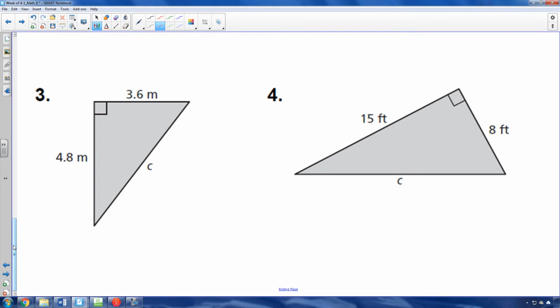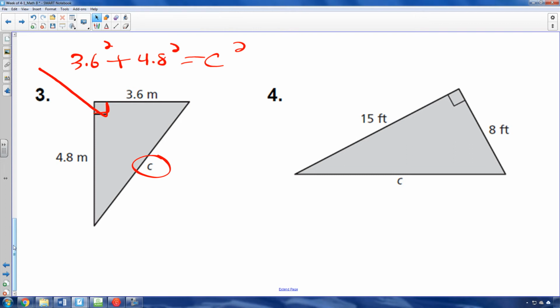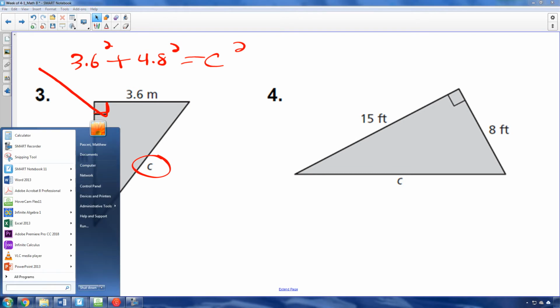We know that the c is this guy right here. So we know that c squared is by itself. Then could somebody tell me what would be a squared plus b squared? Think to yourself, what would be a squared and b squared? Yes. 3.6 squared, 4.8 squared. Cool. Now for our purposes, we'll just grab a little calculator and do this out.